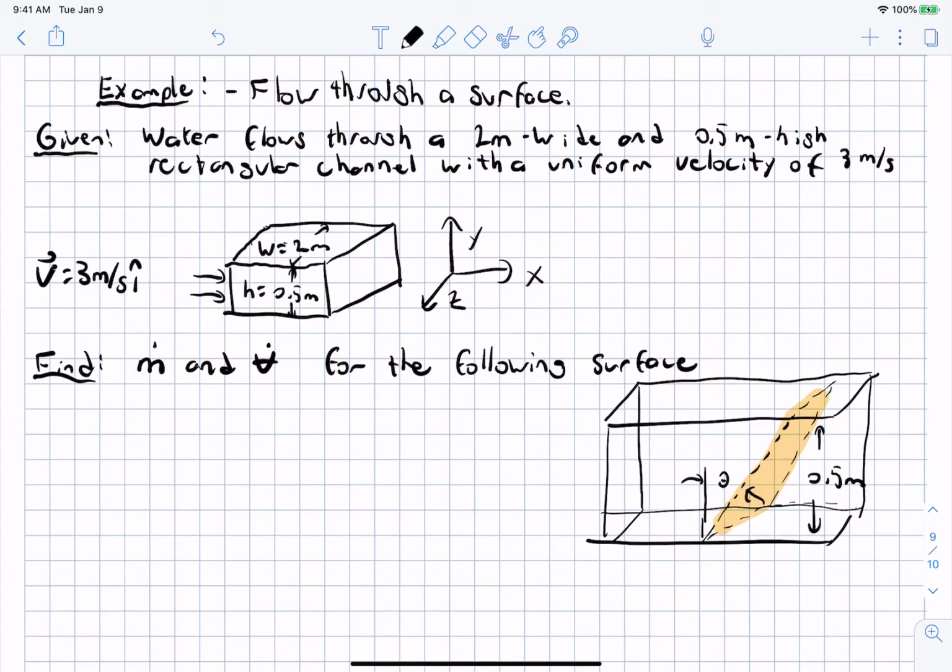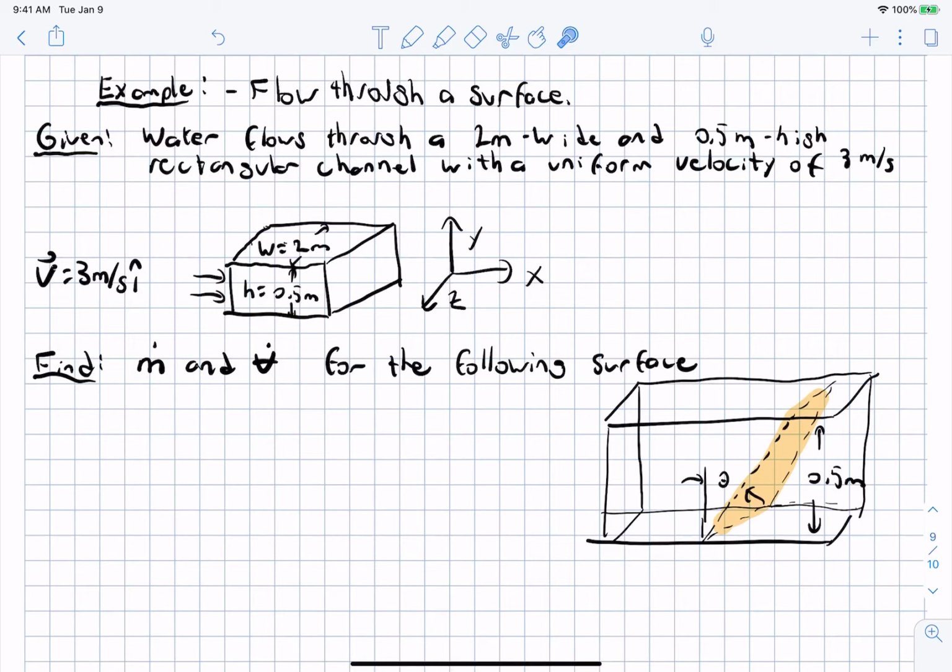Now we're going to do an example of flow through a surface to show you how to use that surface integral. We are given the scenario below. We have this rectangular duct that is 2 meters wide and 0.5 meters high. This duct is very long in the x direction, and it has water flowing through it with a uniform velocity of 3 meters per second in the x direction. So you could say that v is equal to 3 meters per second i hat.